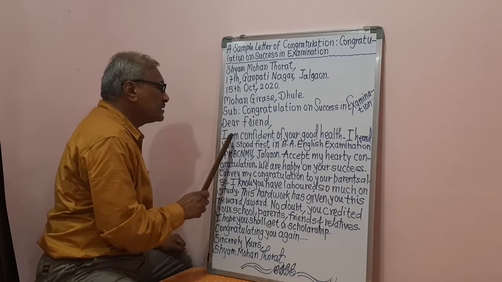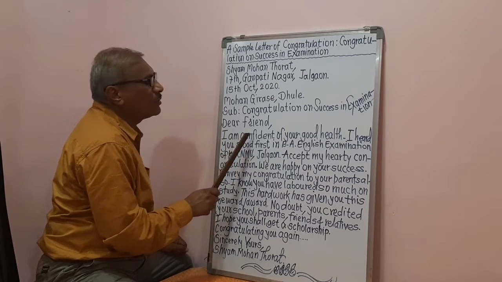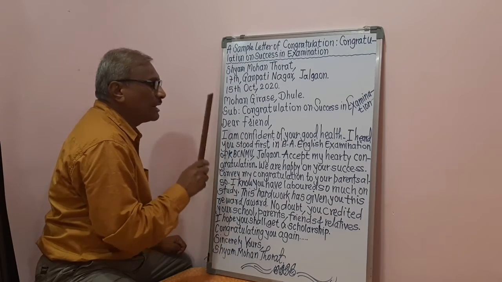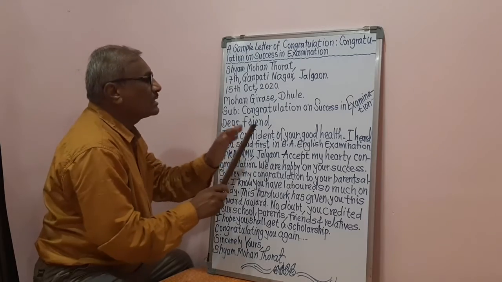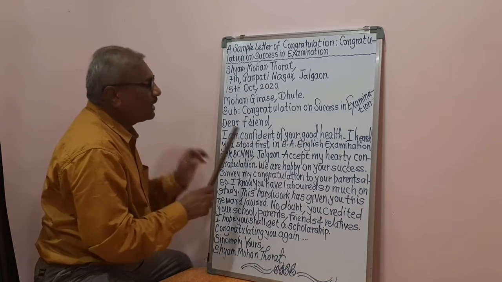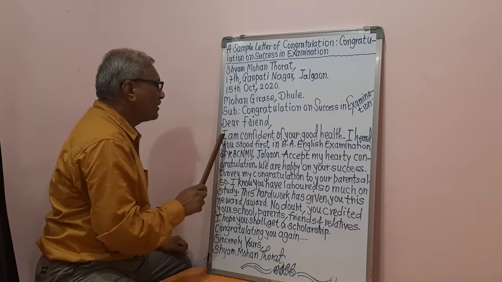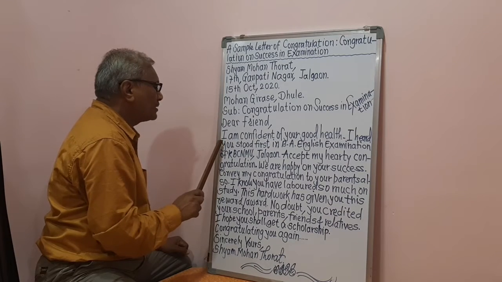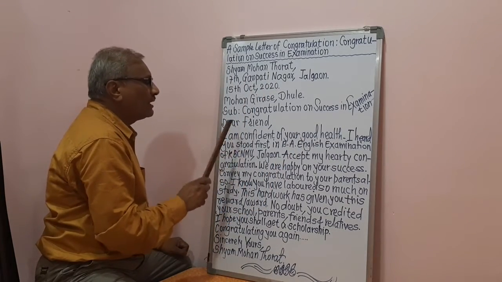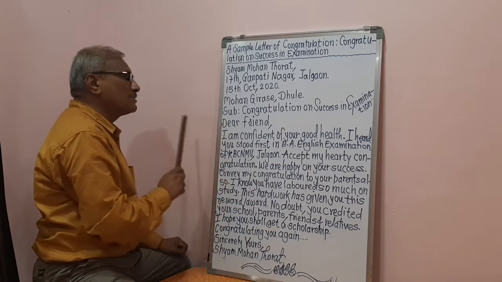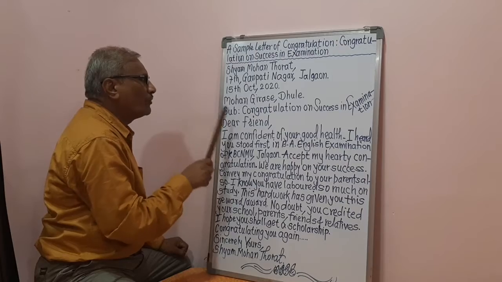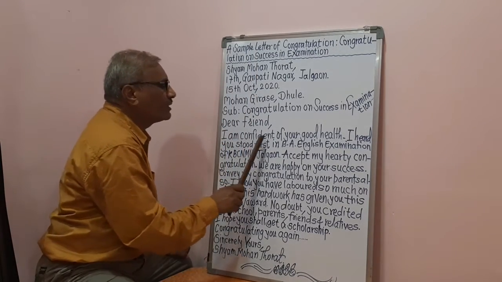Now remember, this sentence shows that the sender is inquiring about the health of the receiver, because when we are going to write him the congratulation letter, it is our duty to inquire about his health, because we should be conscious of his health, because he is our friend, and in the beginning we should be conscious of his health, and that's why here is the sentence: I am confident of your good health. This Shyam Mohan Thorat is feeling that his friend is very good in health. He is not ill, he is very happy, there are no problems in front of him. So this is the opinion of Shyam Mohan Thorat, and that's why he says, I am confident of your good health.